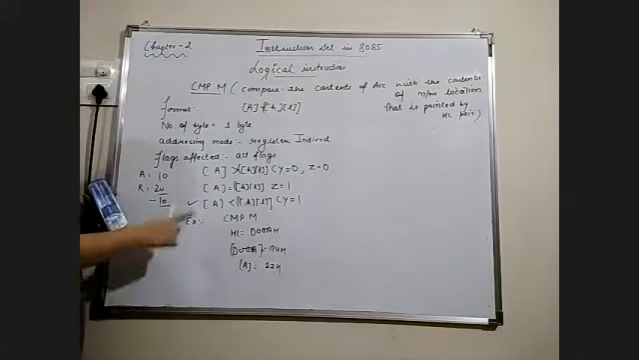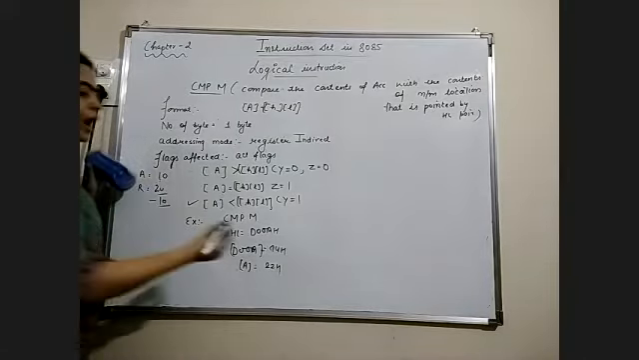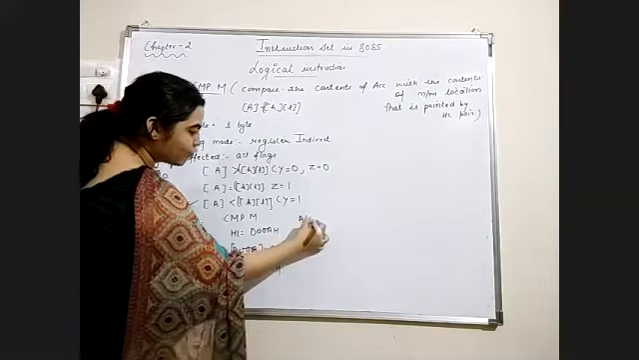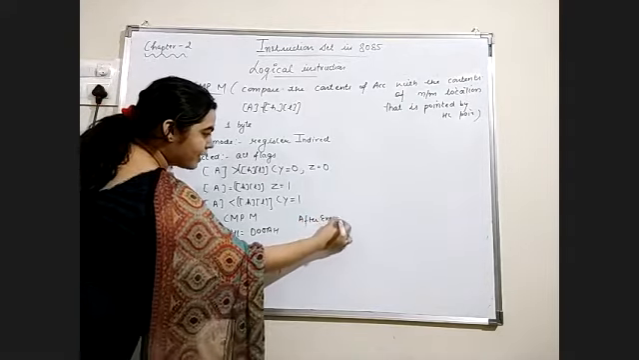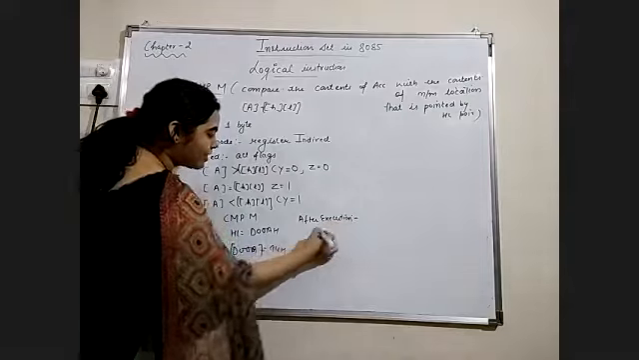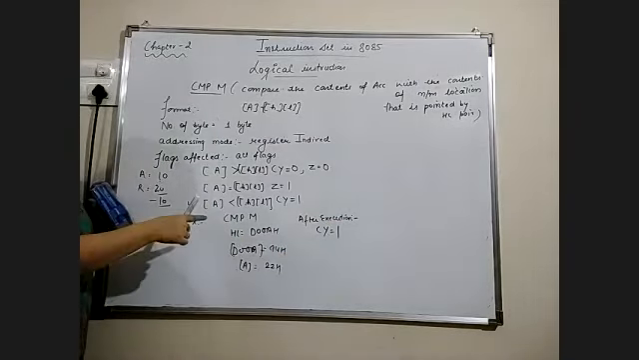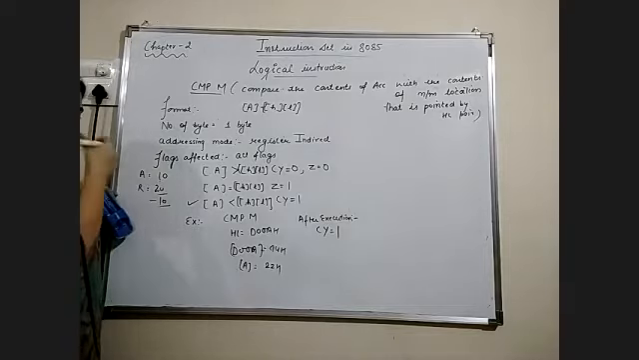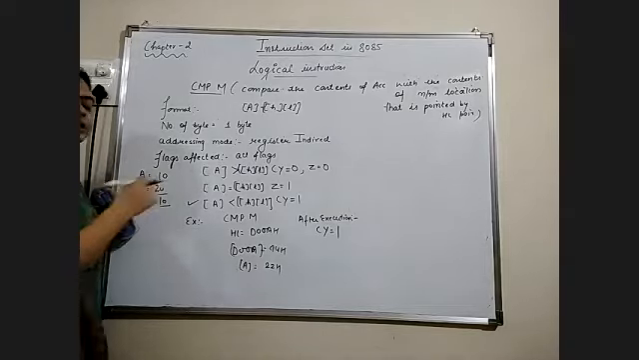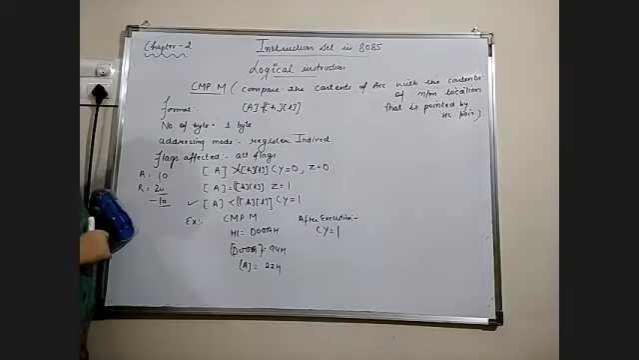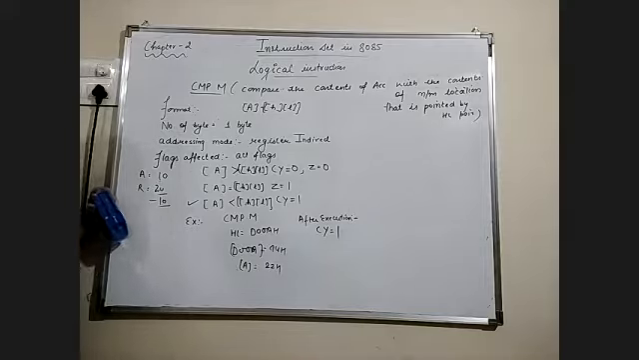So according to this value, after execution, what will be the value of carry flag? So after the execution, the carry flag is having value 1, because when we subtract 94 from the 22, then the result is negative. So when the result is negative, then the carry flag is equal to 1. So this is about CMPM.